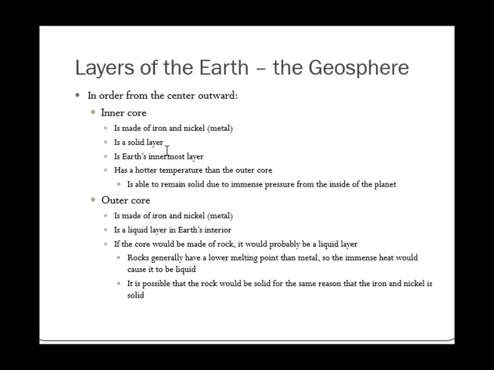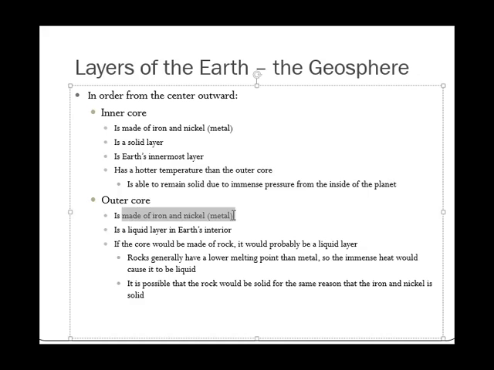So the inner core is made of metal, it's solid, it's the Earth's innermost layer, smack dab in the middle of the Earth, and it only remains solid because of very, very high pressure. Something like 4 million times what the pressure is on the surface of the Earth, which is where we live. Outside of the inner core, you have the outer core.